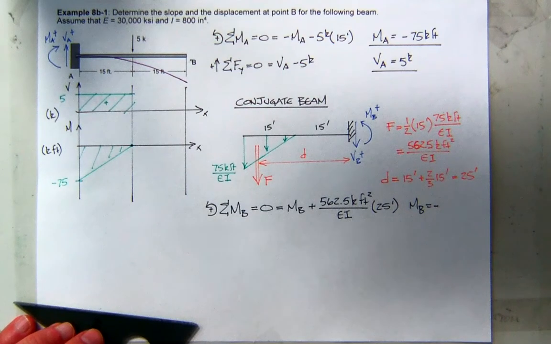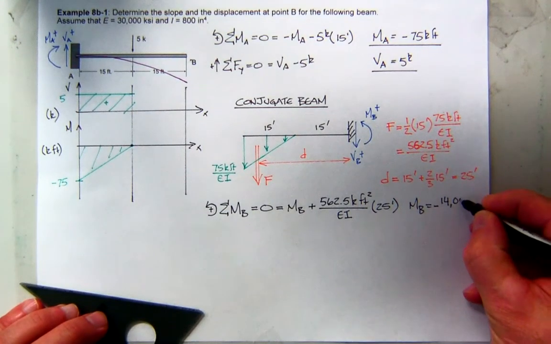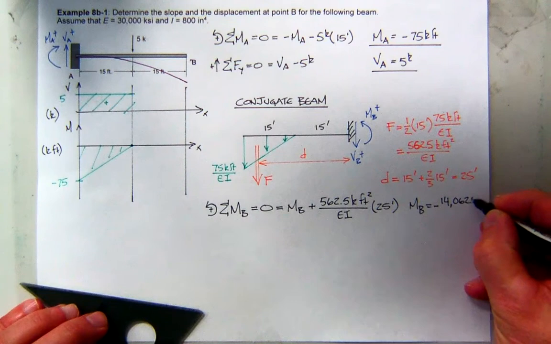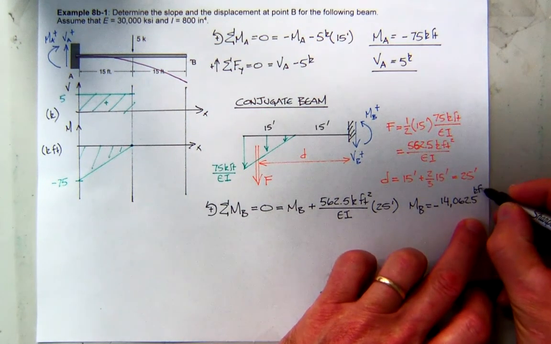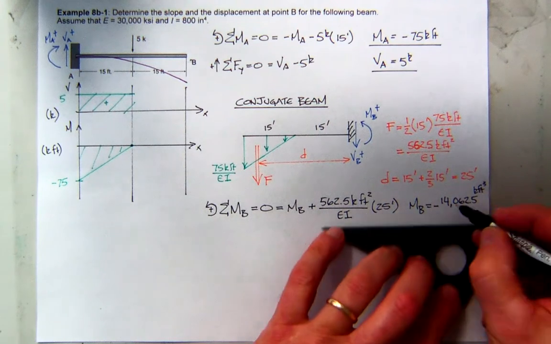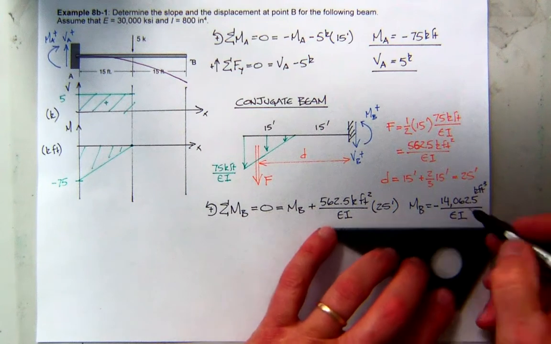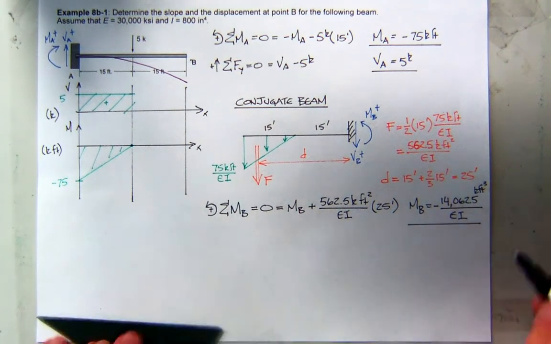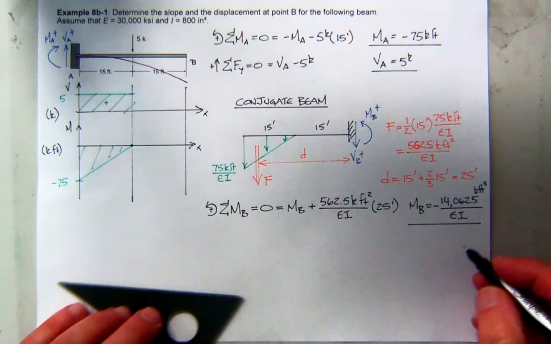Maybe somewhere around 14 something. What is it? 14,062.5. 14,062.5. Oh, I've run out of room. That's going to be kip feet cubed over EI. I shouldn't have shoved it in there that tight. Sorry. We'll come back and straighten it up here in a second.